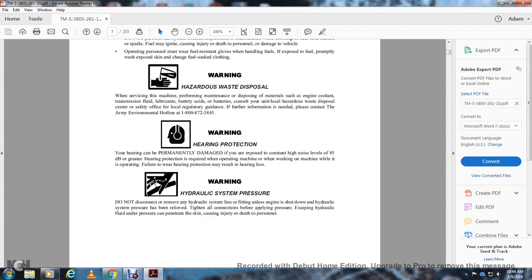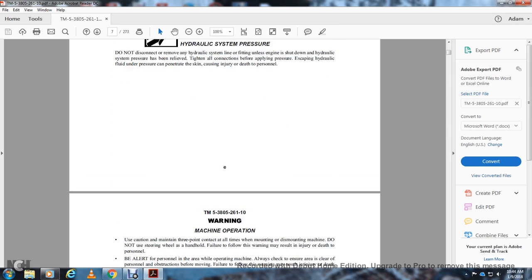Warning, hydraulic system pressure. Do not disconnect or remove hydraulic system lines or fittings unless the engine is shut down. Relieve hydraulic system pressure and tighten all connections before applying pressure. Escaping hydraulic fluid under pressure can penetrate the skin, causing injury or death to personnel.